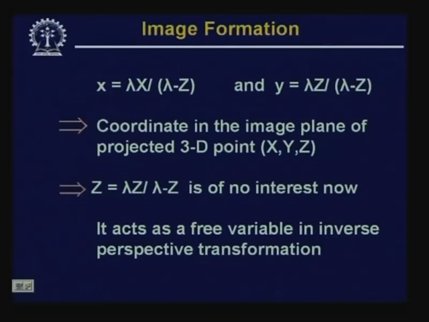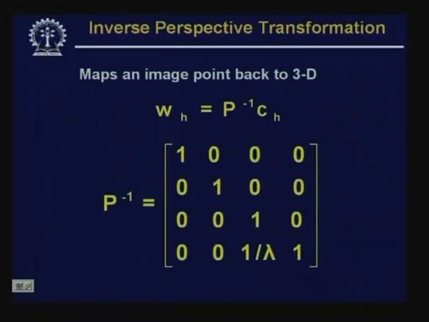So, as we said, the other value, that is the z coordinate in the image plane, is of no importance at this particular moment. But we will see later, when we talk about the inverse perspective transformation, when we try to map an image point to the corresponding 3D point in the 3D world, that we will make use of this particular coordinate z in the image plane as a free variable. So, now let us see what is the corresponding inverse perspective transformation that we can have.